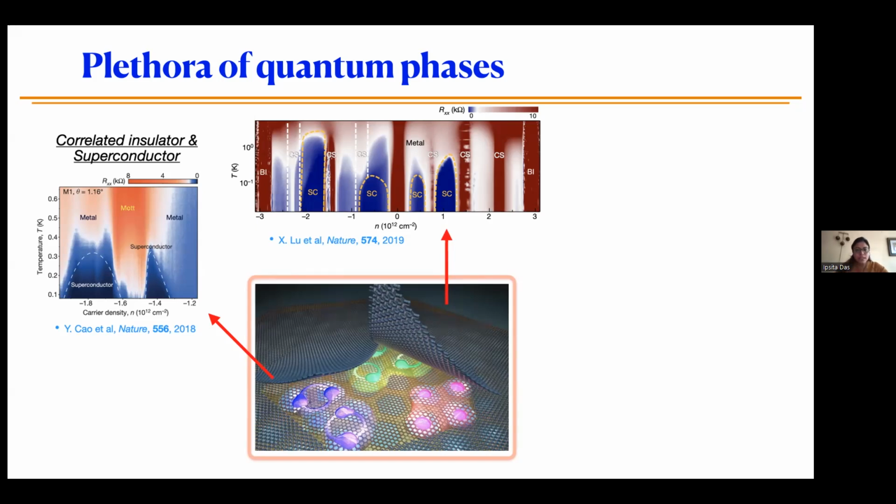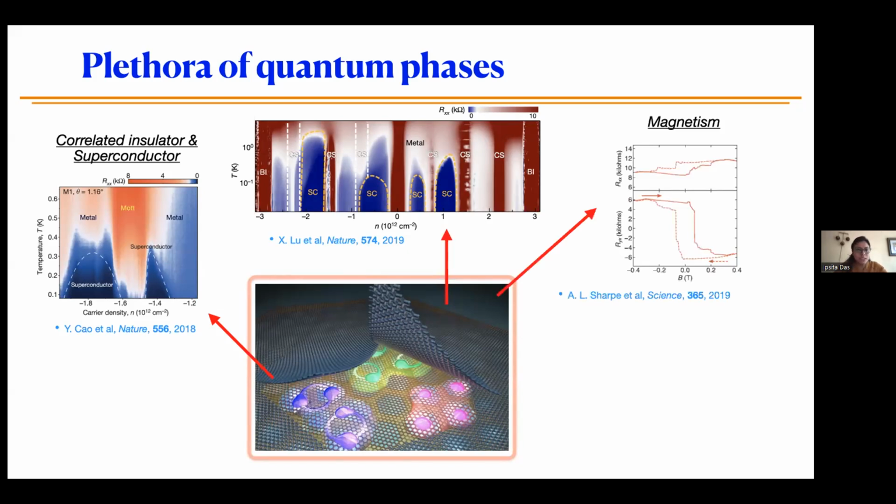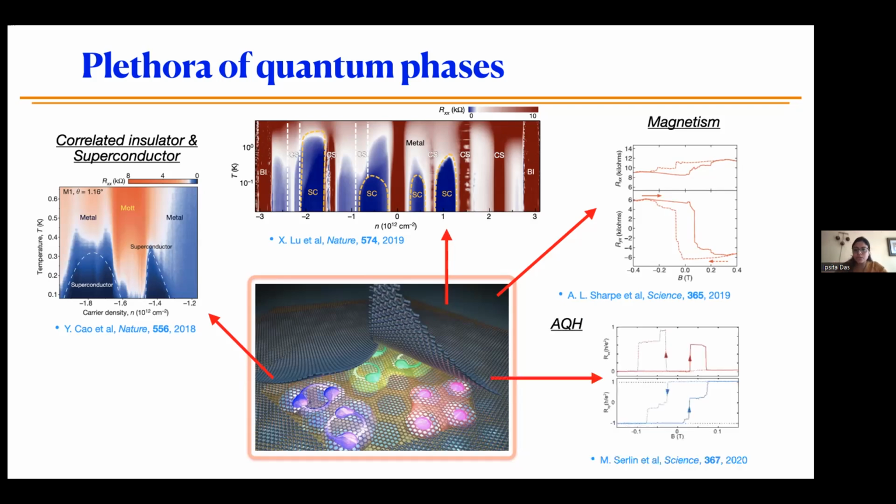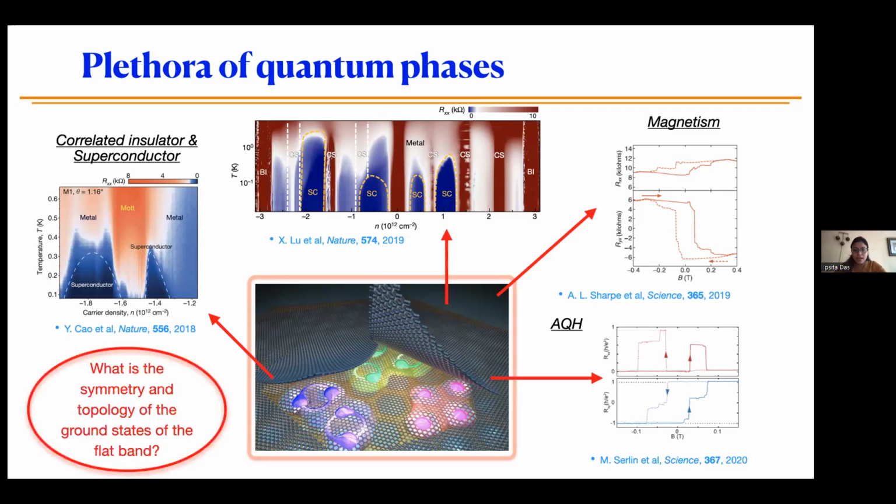So right. So they found the correlated insulator and superconductor, but not only that, on top of this state, people also found out that there are different magnetic states in the flat band, and also they found quantum anomalous Hall effect in the system. So all these different types of phenomena within a single flat band leave us with a very important question. So what is the different symmetry or topology of the ground state inside the flat band, right?